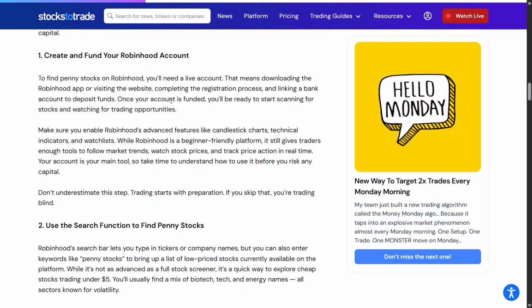Before buying any penny stock, decide your entry price, profit target, and stop-loss level. Avoid chasing stocks that have already made extremely large moves unless they still fit your trading strategy.